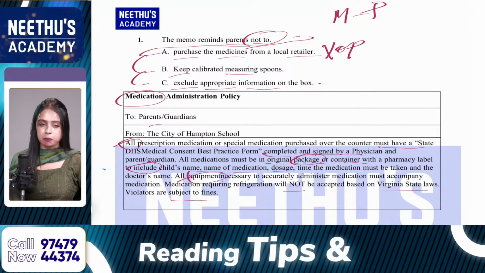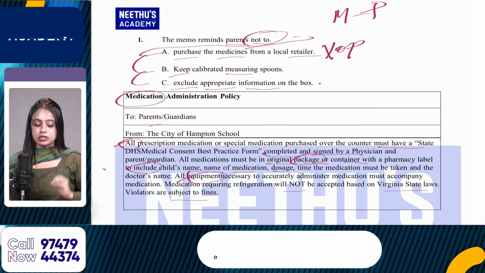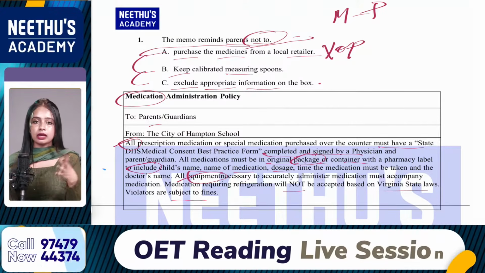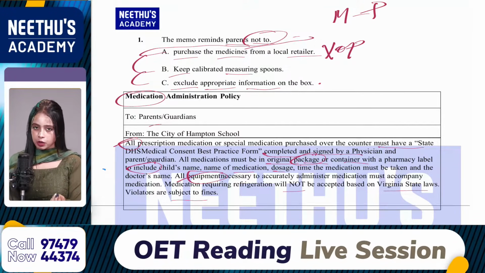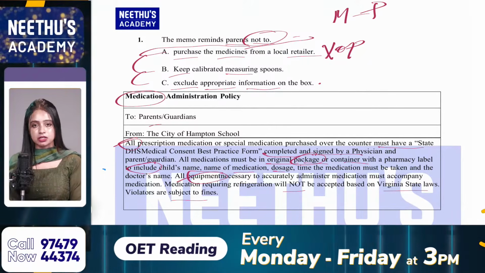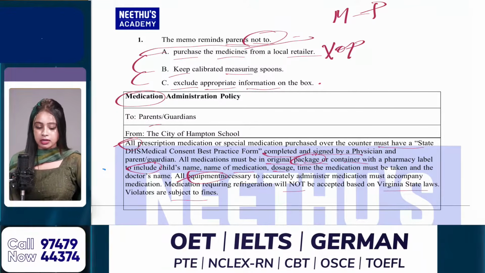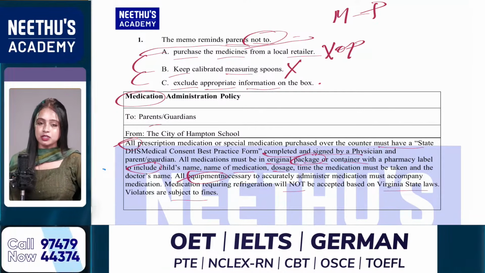So what do you mean by equipment? What equipment is mentioned here? The measuring spoons can be connected with equipment, right? This is equipment. So all equipment necessary to accurately administer, you have to use this equipment. So we can't avoid that, right? So I'm eliminating option B. It is not the correct answer.